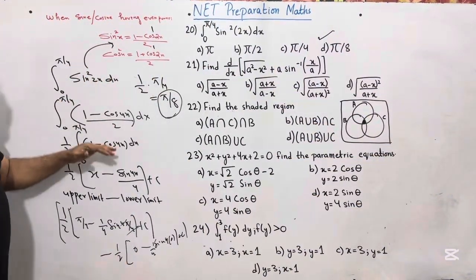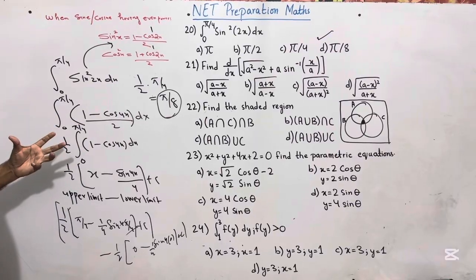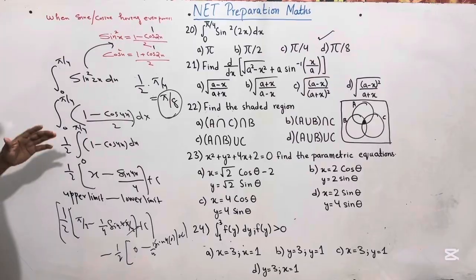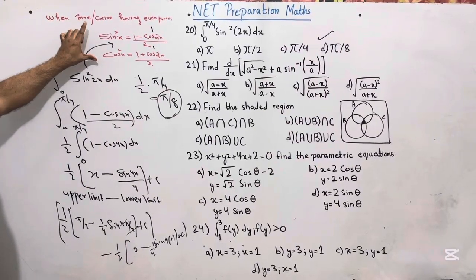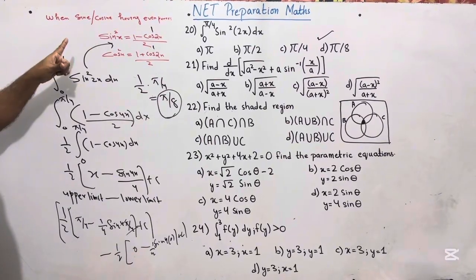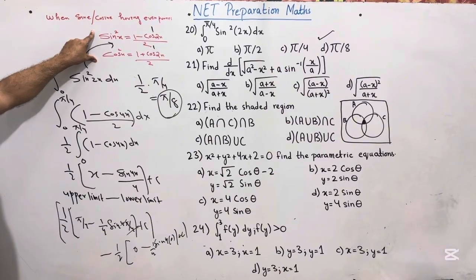It is the way, it is the path, it is the mode to deal with the integration of sine and cosine having even powers. These are the two magic identities that work wonders for you in trigonometry itself as well as in integration, especially when negotiating the integration of sine and cosine having even powers.